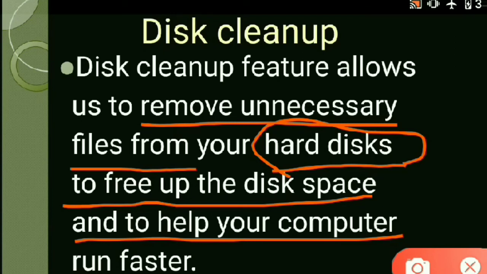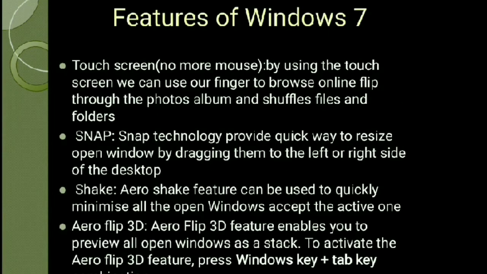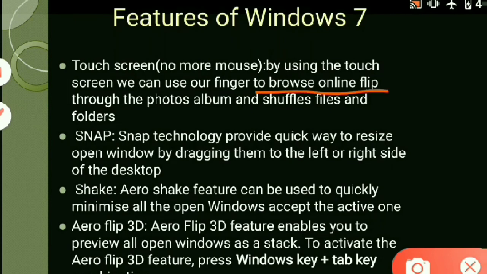Okay, move to our next heading, that is the features of Windows 7. Windows 7 has many features like touch screen, snap, shake, Aero Flip 3D, taskbar. There are so many features. I will explain each one in brief, one by one. Let us start with the first, that is the touch screen. Windows 7 allows us to do things with the help of your finger. It has the functionality to browse anything on the screen with the help of your finger.